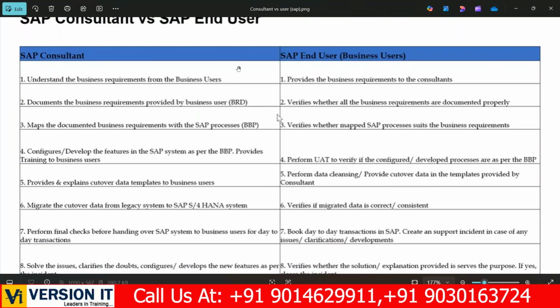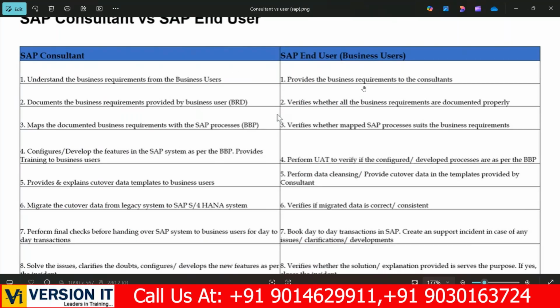So observe. Initially, the client end user provided some data. Based on that, I prepare one document. The document name is BRD, Business Requirement Document. Whatever they provide, what our consultant understands, they have to cross-check whether they are capable or not. So how do they confirm? Step 1, step 2, step 3.